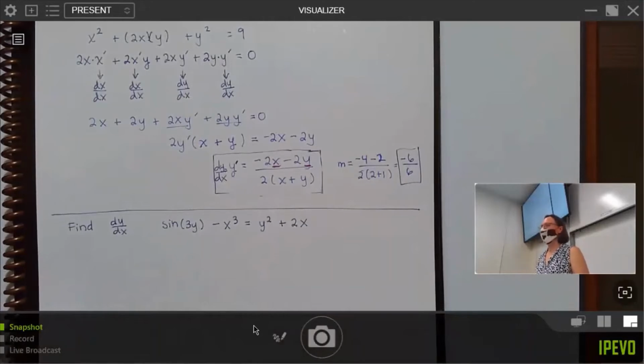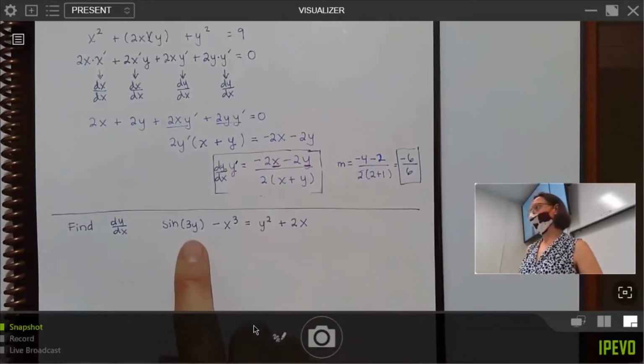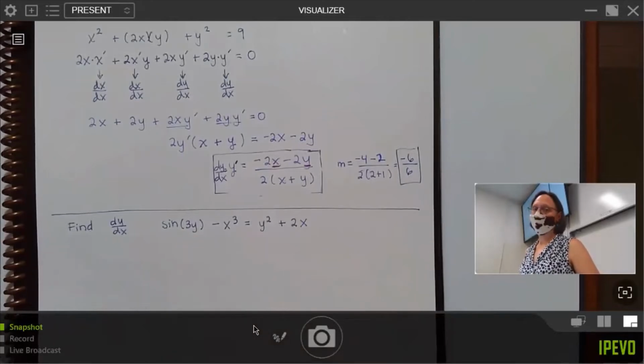Someone in office hours asked me, if it doesn't say to use implicit differentiation, how do you know that you have to? If you look at the equation and you can really easily rearrange it to say y equals, then you should just do that and take the derivative normally. But if you look at the equation and you're like, well, dang, I don't even know how to get a y out of a sine, we're stuck. We're going to have to do this implicitly.